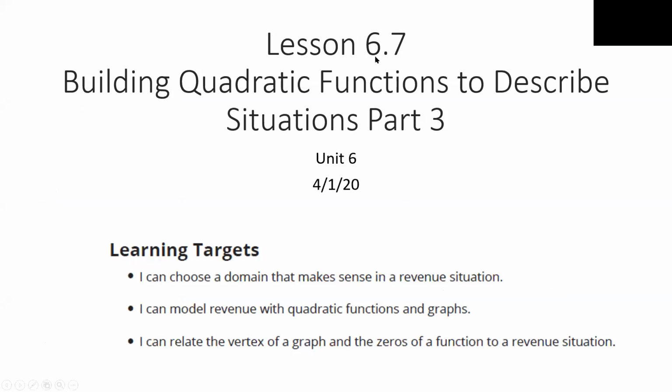Today we're going to be going over lesson 6.7, building quadratic functions to describe situations, part 3. Today's learning goals are: I can choose a domain that makes sense in a revenue situation. I can model revenue with quadratic functions. We're going to be talking about quadratic functions and their graphs. And also, I can relate the vertex of a graph and the zeros of a function to a revenue situation. So these are the main ideas for today: domain, quadratic functions and their graphs, the vertex, and the zeros.